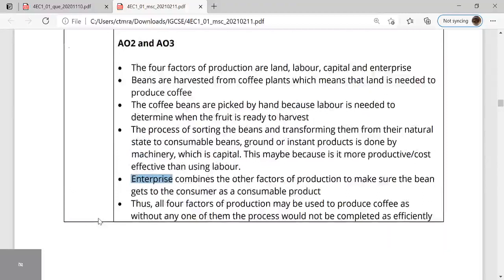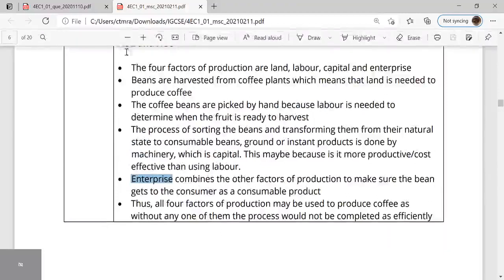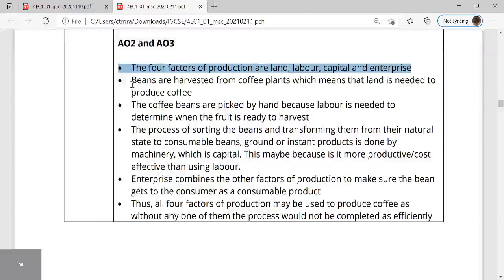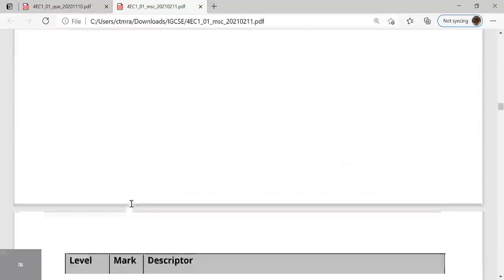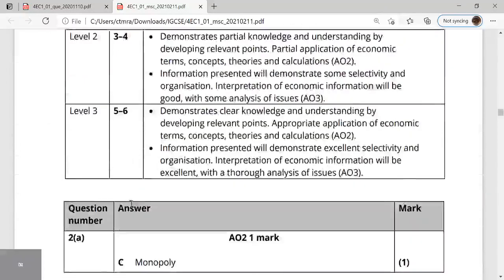Use paragraphs. You can use a paragraph for each of the factors of production, or in the first paragraph you can give the definition, in the next paragraph you can explain the four factors of production, and in the last paragraph you can give a conclusion maybe. So that's it. You'll get 6 out of 6.